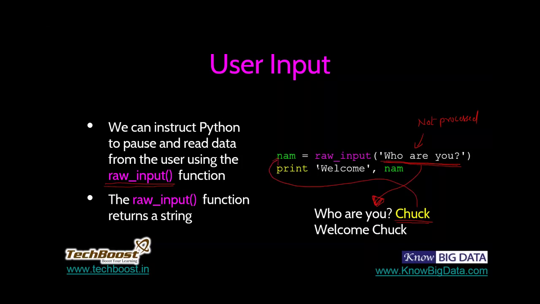So this NAM, probably it is a misspelled one, so it is NAME. Okay, so the name variable holds the value input by the user, but remember that it's going to be a string always. Raw input is going to return us a string. When you try to print welcome name, we get welcome Chuck. Chuck is the value which the user had in input. All right.